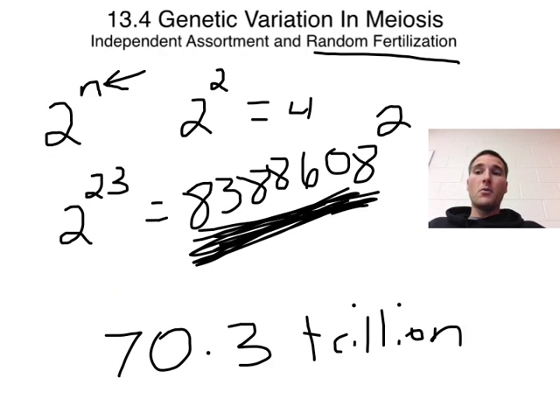So there you have it. You are a 1 in 70 trillion shot of the sperm and the egg that made you coming together. The book says you're pretty unique. I say, wow, yeah, you're pretty special. Don't you feel special? So now we're going to go on.